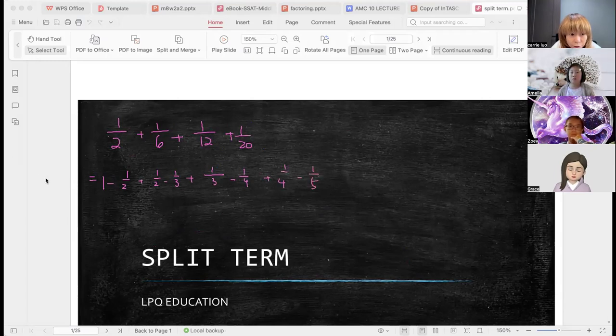Okay, so now I'm going to cross all of them out. Negative half plus half, negative third plus third, negative quarter plus quarter. So the answer is 1 minus 1 over 5 equals 4 over 5. Get it, Grace?